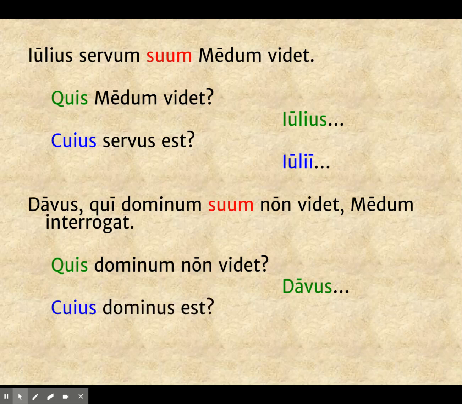Cuius dominus est? So you say the name of the person, put it in the genitive case. If you said Davi, you were correct. Cuius dominus est? Davi dominus est. All right, let's go on to a few more of these.